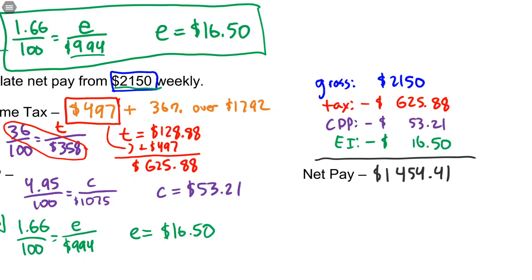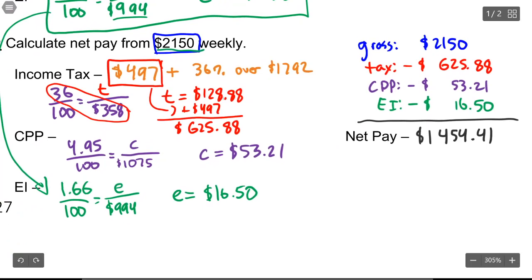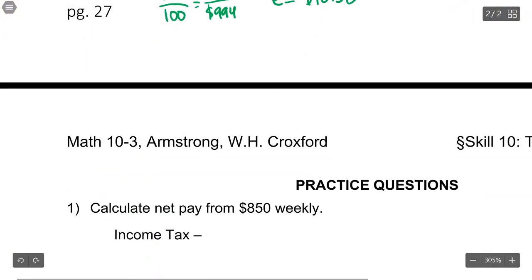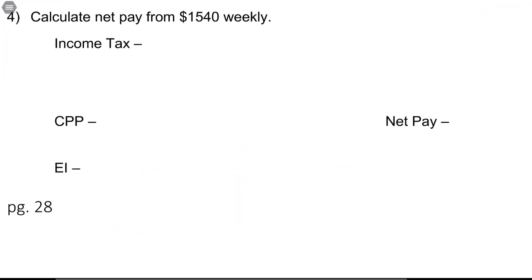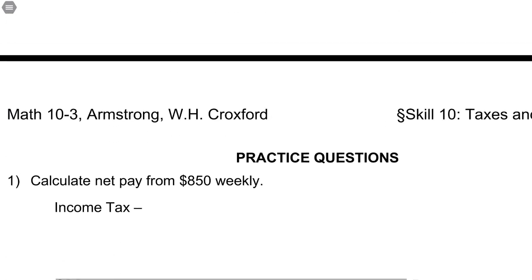So that is as simple as I can make taxes and deductions. And on the next page, you'll see that there are 4 practice problems with different amounts of weekly pay.